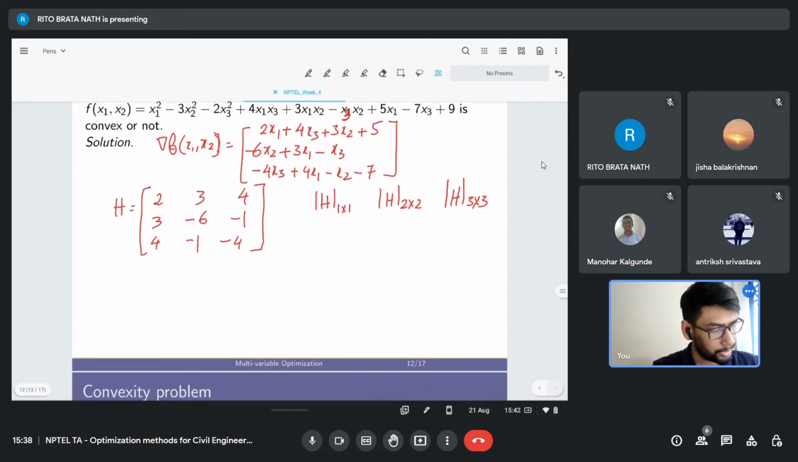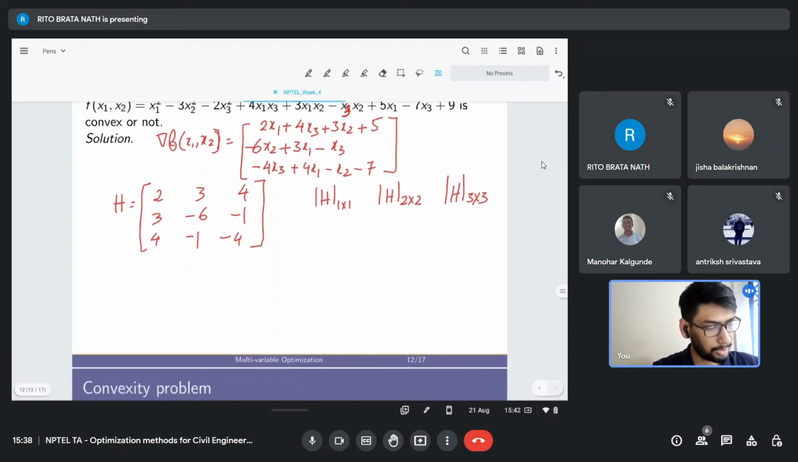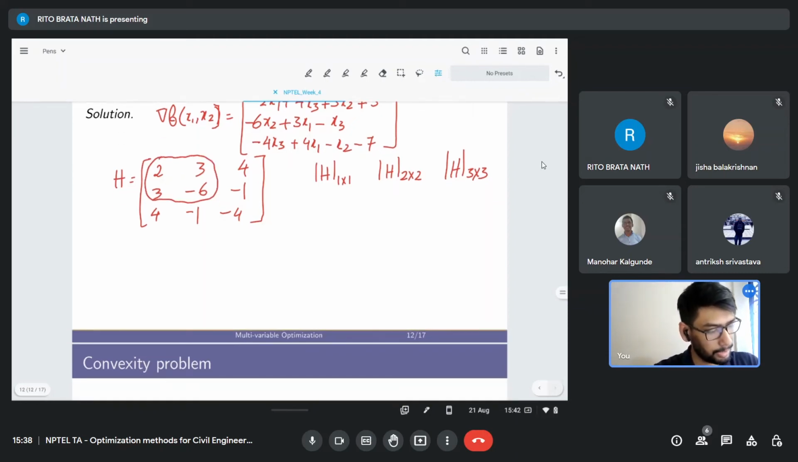So let's try to do that. Every 1 cross 1 component here probably will not turn out to be positive, but anyways, let's check with something different. So what you can do is take this portion of the matrix, and suppose that is your H2. So this is minus 12 minus of minus 9, so this is minus 21. So this is less than 0. So again, this function will not be convex, that you can say for certain.